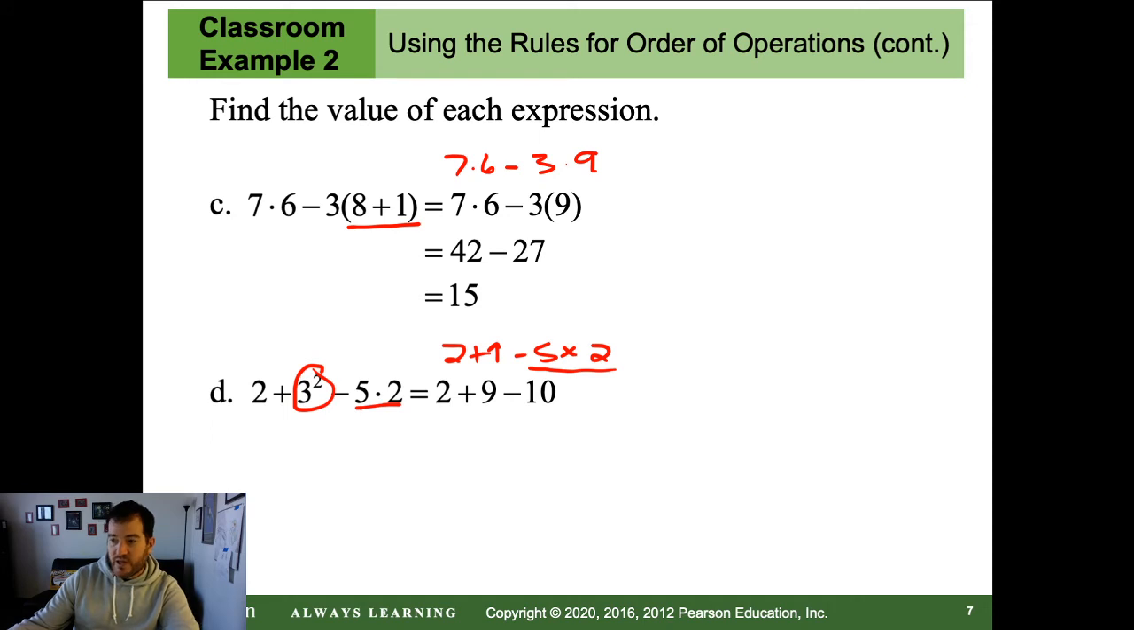You want to just do 2 plus 9 first, which will give you 11. 11 minus 10 is 1, and you're good to go. Okay, so the biggest thing with PEMDAS, again, as I write it, I write P, E, M, D next to each other, and A, S next to each other, because that's kind of where we're at, okay?